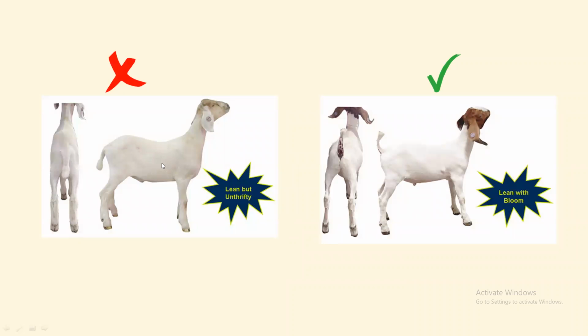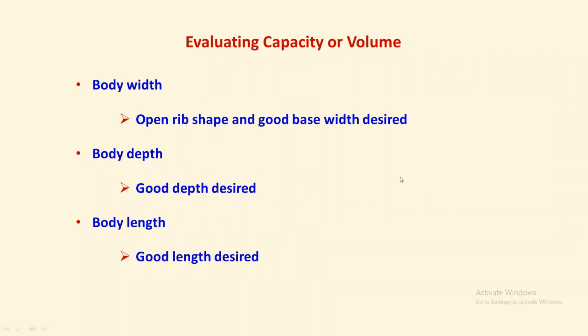Compare the first animal and the second. The first animal is also lean and trim, but it looks unthrifty or weak. Unthrifty means weak. The second animal, see, is lean with bloom. So it should look healthy, it should look sound. In the meat animal, we have to evaluate the capacity or volume of the body of the animal. Capacity and volume are directly proportional to how much meat there will be, in easy words.